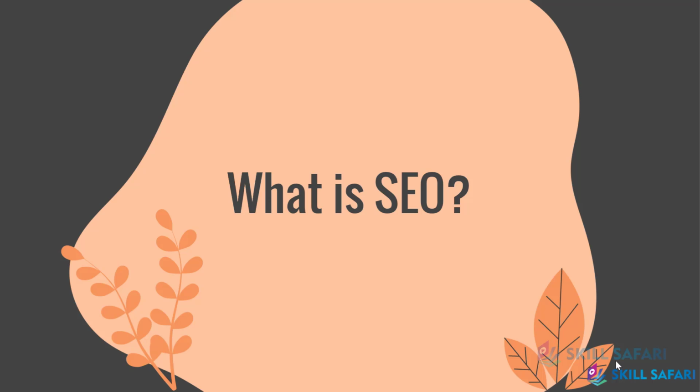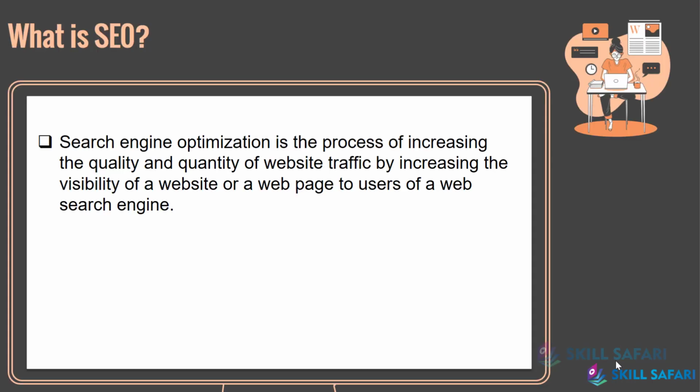Now, as we understood why SEO is required, let us get a clear-cut overview of what SEO is. SEO stands for search engine optimization. It is generally about increasing the quality and the quantity of website traffic. Quality means the relevant users coming to your website, and quantity means the number of users coming to your website. So we use SEO to increase these two, by increasing the visibility of a website or a web page in the search engine.